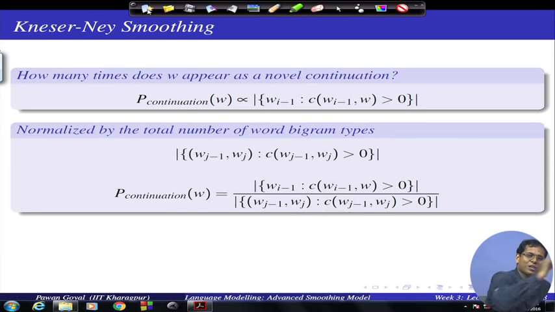Once I have found this probability, I can go back to my unigram-prior-based absolute discounting method and replace P(w_i) by P_continuation(w_i). And that is my Kneser-Ney smoothing model. So instead of using the unigram prior for smoothing, I use Kneser-Ney smoothing with the continuation probability.